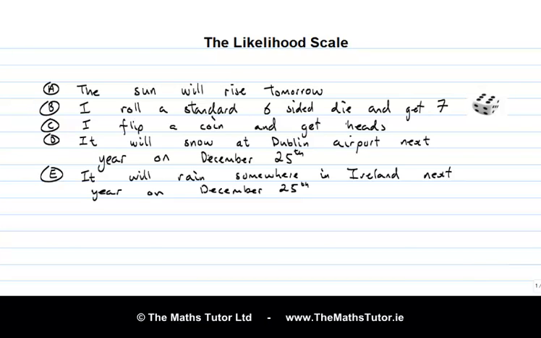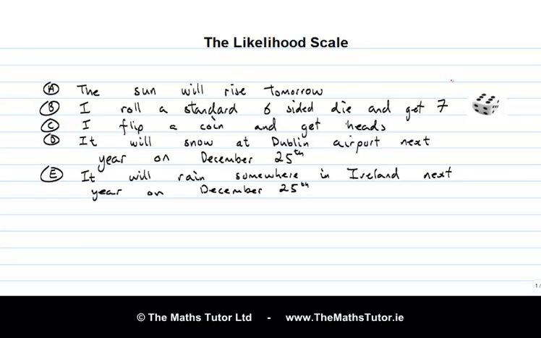Event D, it will snow at Dublin Airport next year on December 25th. Well, certainly that's a possibility, but history would indicate that while it is possible and does happen occasionally, it is unlikely. And finally, event E, it will rain somewhere in Ireland next year on December 25th. Well, again, it's certainly possible that that will not occur. However, given that Ireland has a fairly wet climate during the winter, it's safe to say that it's likely that it will rain somewhere next year on December 25th in Ireland.